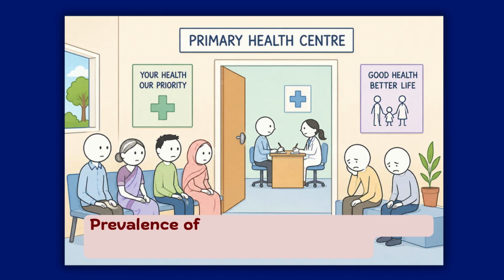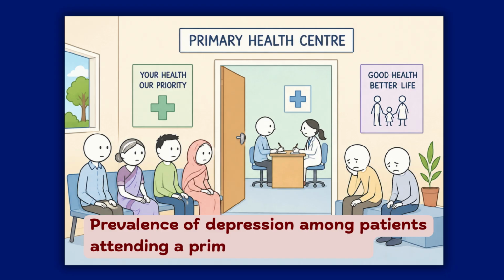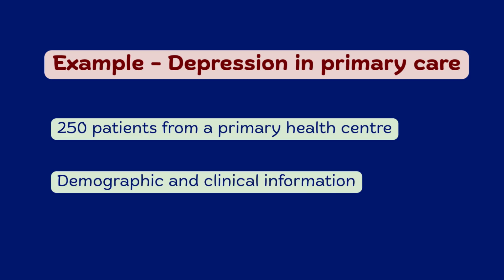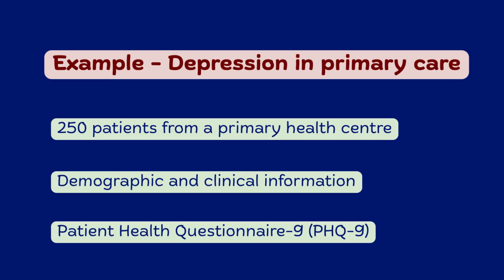Take, for example, a study in which a group of researchers wanted to determine the prevalence of depression in patients attending a primary health center. They recruited 250 patients who attended a primary health center and collected the demographic and clinical information. They then administered the Patient Health Questionnaire 9 (PHQ 9) to determine whether each patient had depression or not. They evaluated the study participants at a single time point and no follow up was done.